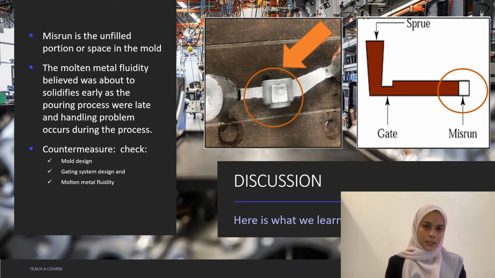So how does this happen? It is believed that the molten metal solidifies early as it is poured into the mold cavity. It also occurs because of mishandling during the sand casting process. So the countermeasure for this defect is we must check the mold design, the gating system, and the molten metal fluidity. We must ensure that the molten metal fluidity is at its optimum rate so that the molten metal can fill up all the cavity inside the mold.